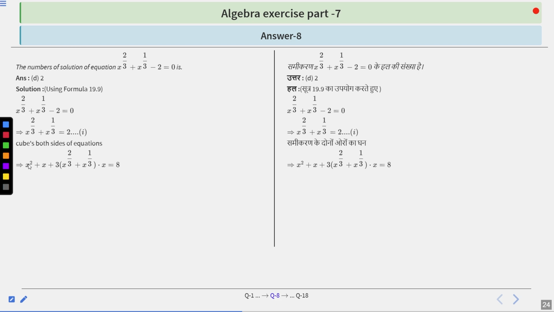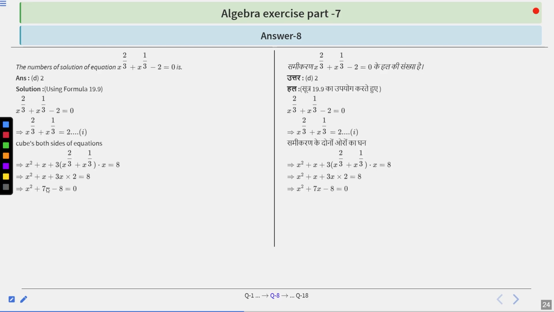a plus b's whole cube. So we have got x square plus x plus thrice of x raised to power 2 upon 3 plus x raised to power 1 upon 3 into x, and 2 cube is 8. So we get x square plus x raised to power 2 upon 3 plus x raised to power 1 upon 3 is 2 from equation 1. So in place of this thing, we have written 2. So 3 into x into 2 is equal to 8.